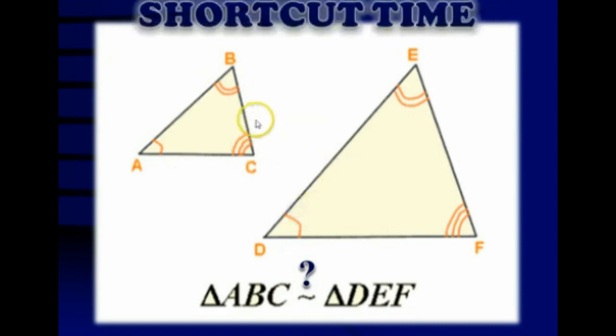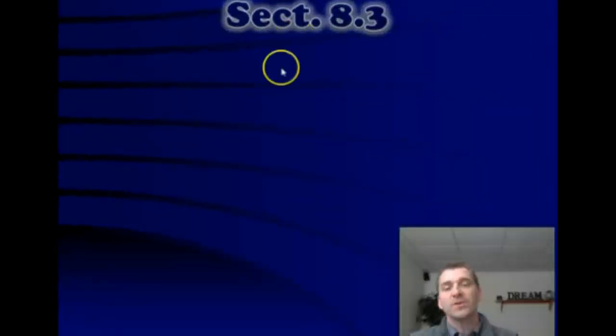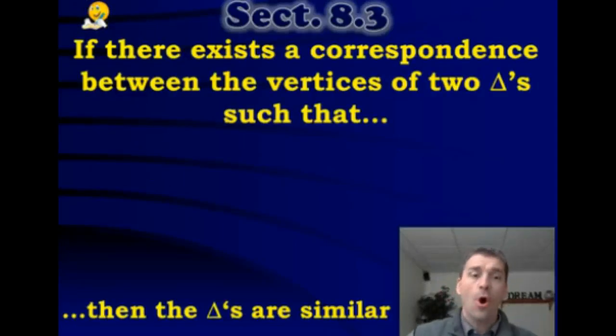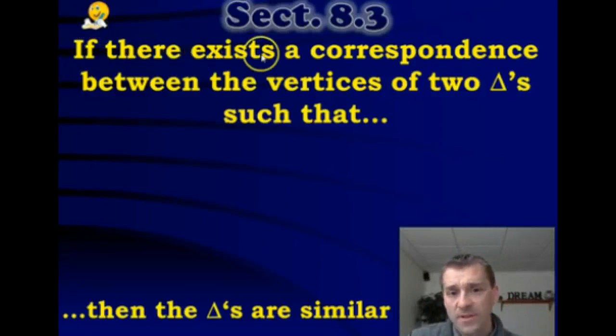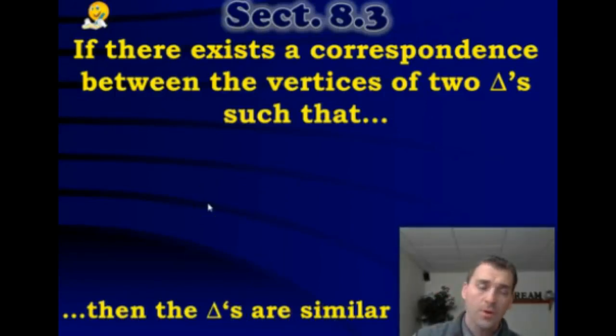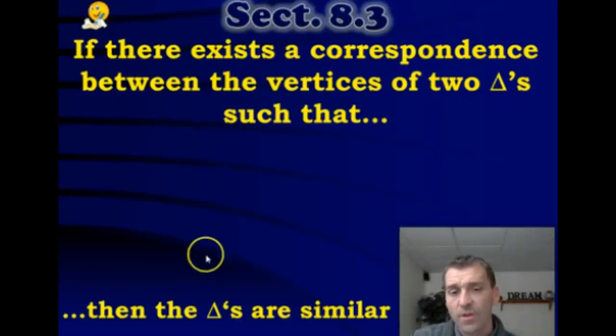So what I'm going to have you do in your notes is this. It's shortcut time. You got it. So in your notes, oh, look at that little thing popping up there. Remember that? That means you better be writing this stuff. I'm going to tell you the 4 shortcuts. They all start the same way, guys. They all say: if there exists a correspondence between the vertices of 2 triangles such that, and we're going to put the 4 shortcuts in the middle, and then at the bottom it's going to say, then the triangles are similar. My suggestion to you when you're taking these notes: after you write this stuff on top, I would skip probably 10 to 12 lines in your notebook, and then write this right there.